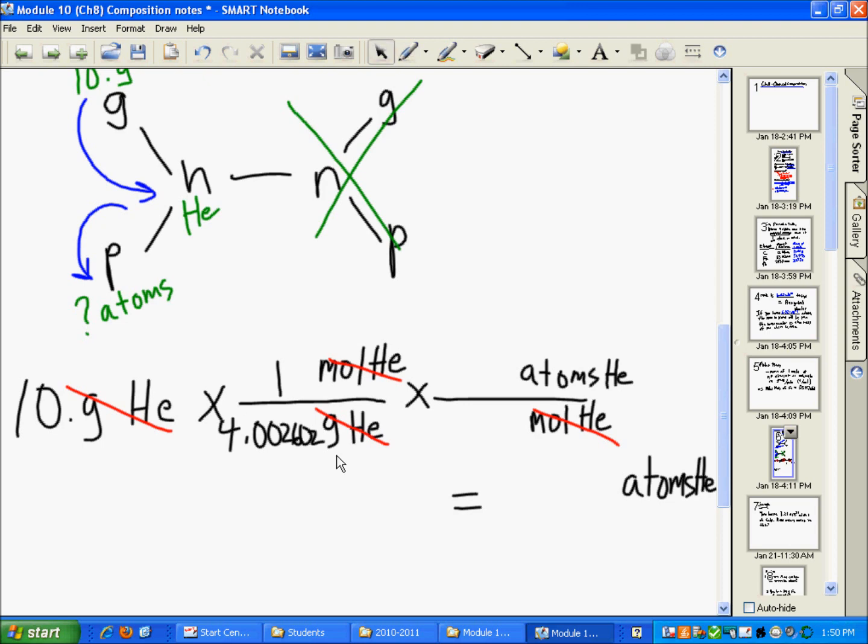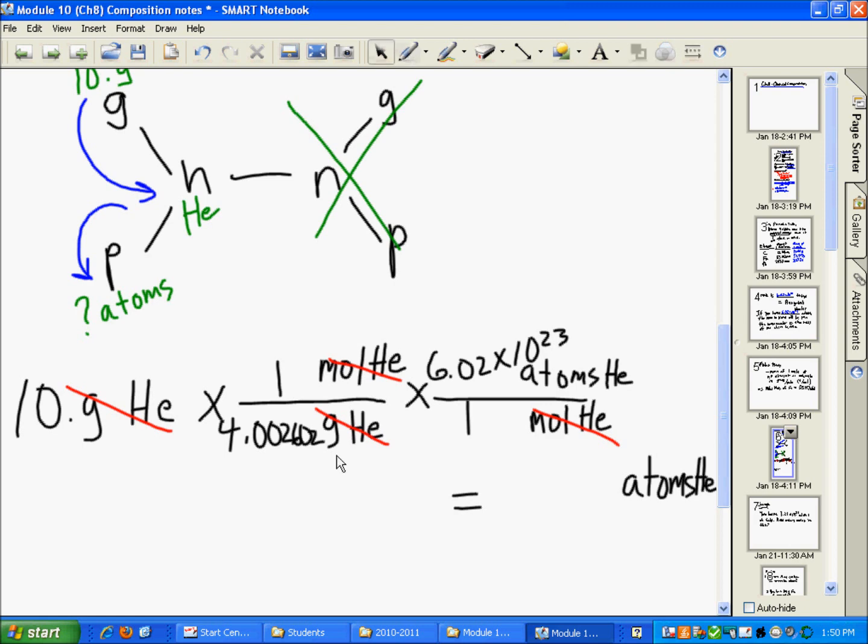Now we need the atoms for 1 mole. How many atoms in a mole of helium? You said it the first time. How many atoms in a mole? 6.02. Right. See, students do forget. 6.02 times 10 to the 23 atoms in 1 mole.